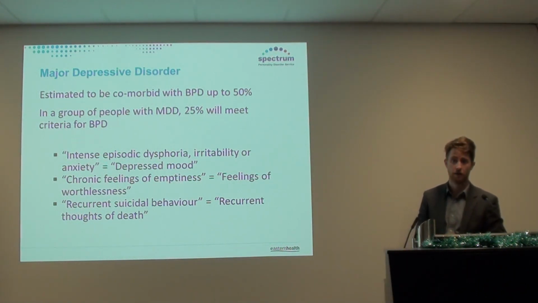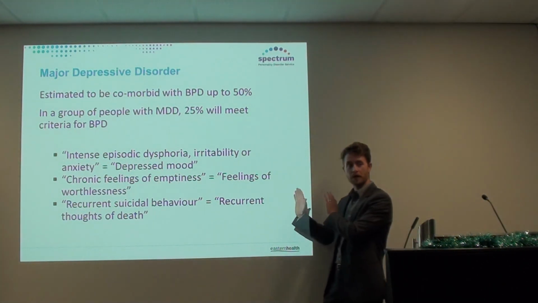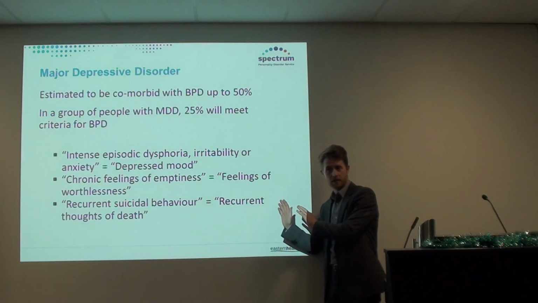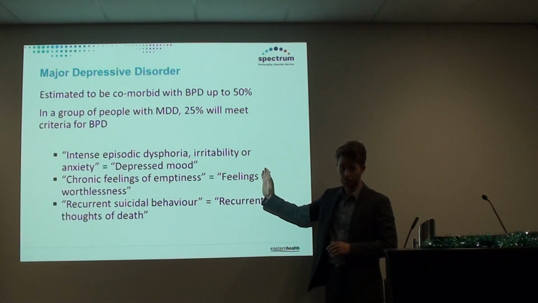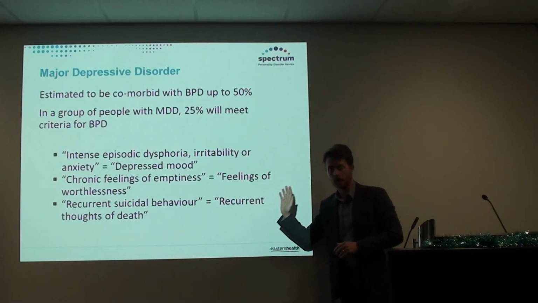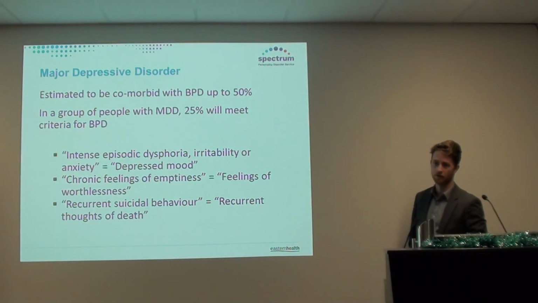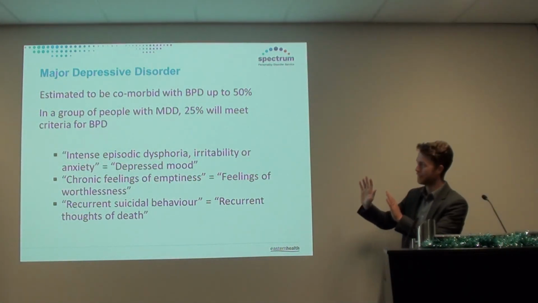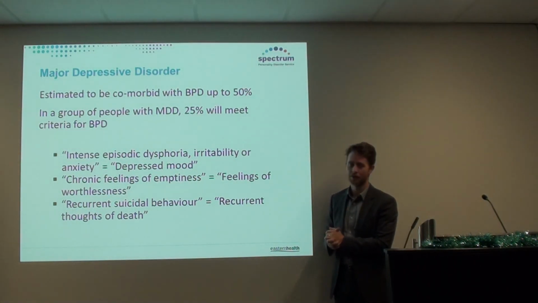criteria for BPD. What I've put up here is, I'm not going to tell you which one's which, but each one of these is either a DSM criteria for depression or a DSM criteria for borderline. And I don't know if anybody here knows which one's which of those, either one or two. Anybody guess or anybody know?